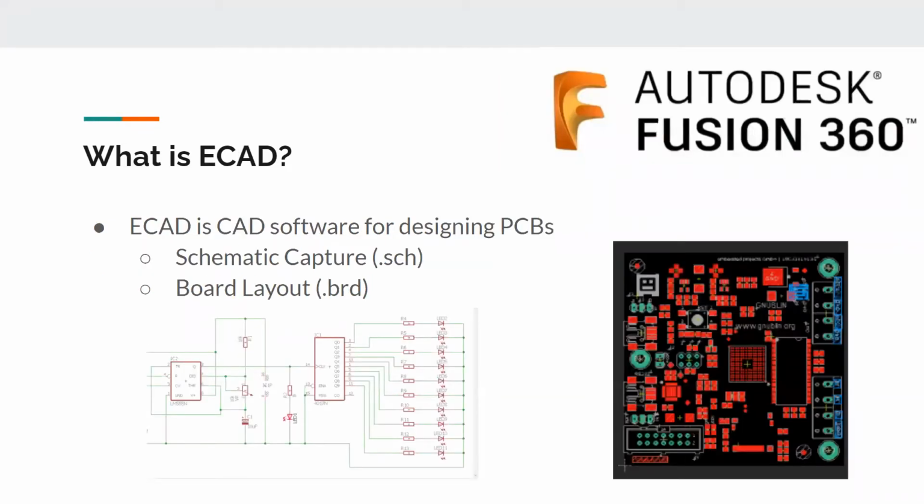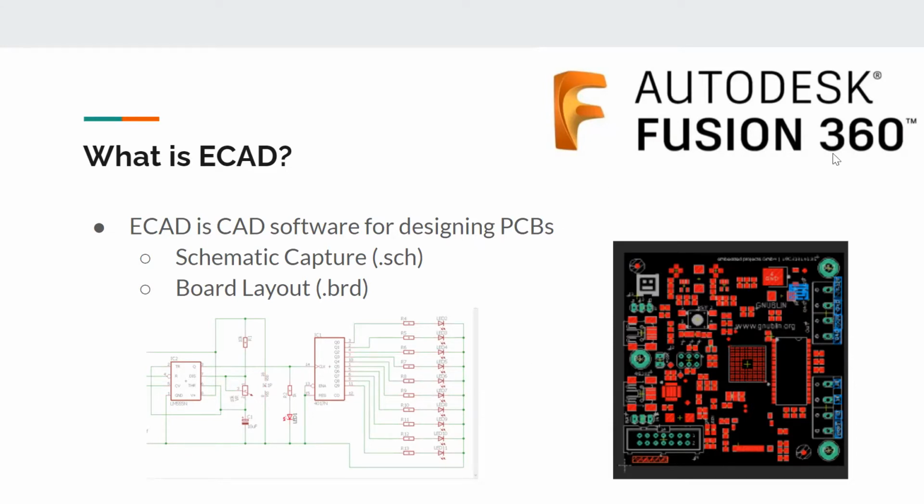ECAD is CAD software that's used specifically for designing printed circuit boards. ECAD stands for, I think, electronics CAD. And it consists of two major steps. The first step is schematic capture, which is where you place your parts on a schematic and you define how you want different pins of each component to be connected to each other. The second step is board layout, which is where you take physical representations of your components and you connect each of the pins based on how you defined it in the schematic.